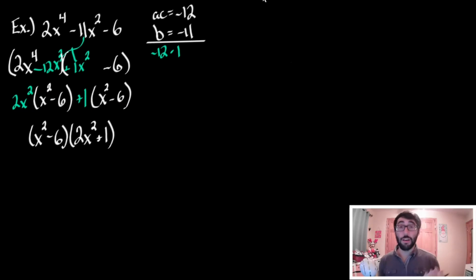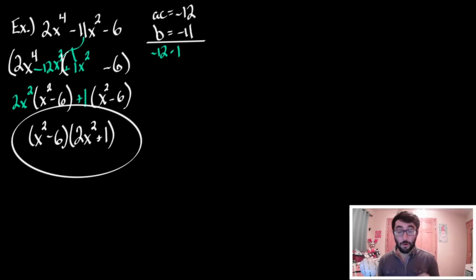You could end up with something like a sum or difference of cubes if it wasn't a quartic, if it was something a little bit higher. But you could sometimes run into a sum or difference of cubes, which we haven't covered yet, but we'll be covering that in the next video. But in this particular problem, I can't break down x squared minus 6 any further. I can't break down 2x squared plus 1 any further. So this would actually end up being our final answer.